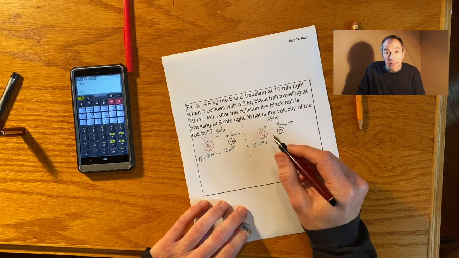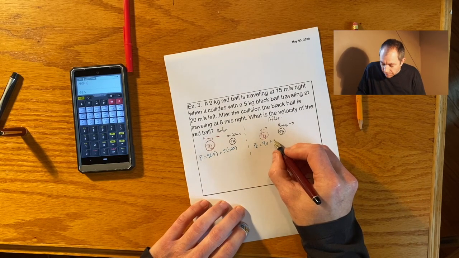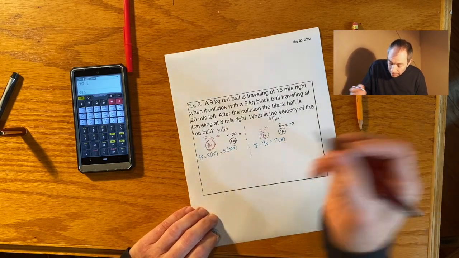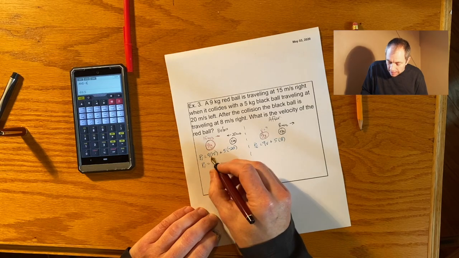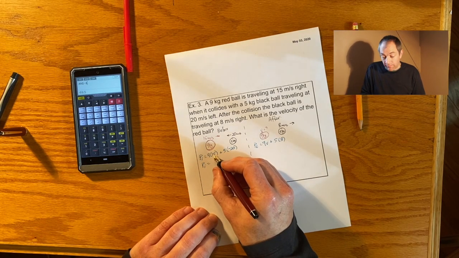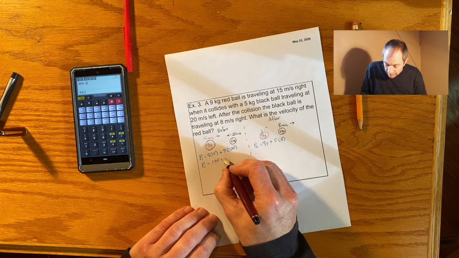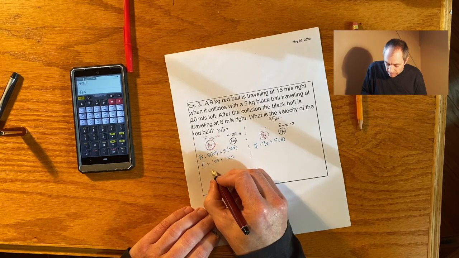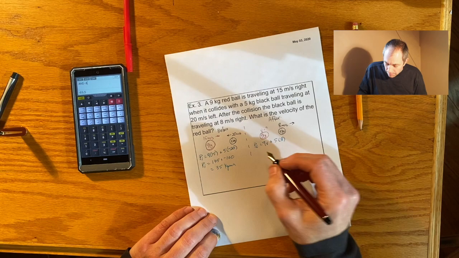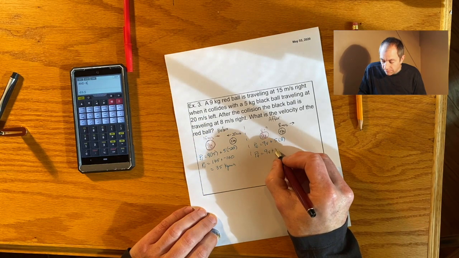Again, I don't know what v is, so I'll just leave it there. And this is m times v, so 5 times 8. We'll work out what we can. So P initial, 9 times 15 is 135, plus negative 100, and that gives me 35. Okay, so P final is 9v plus 40.